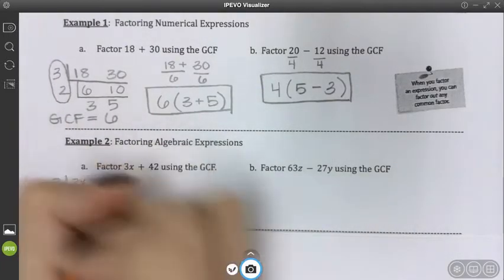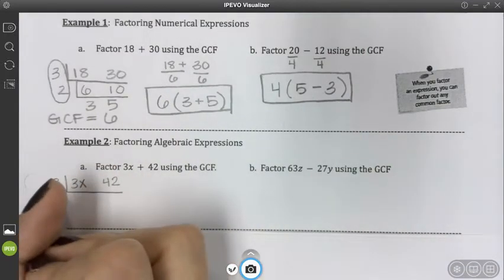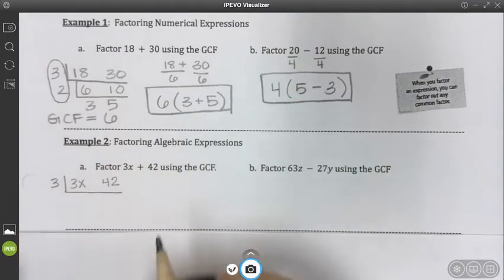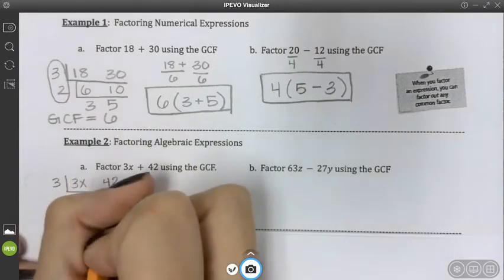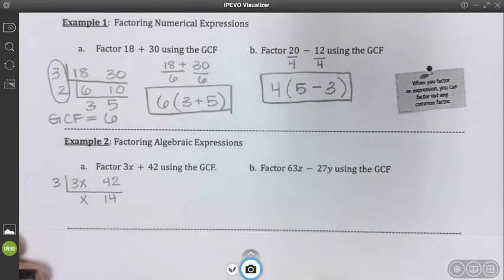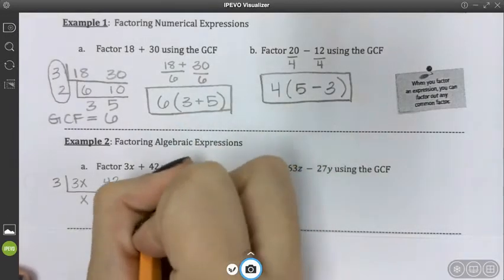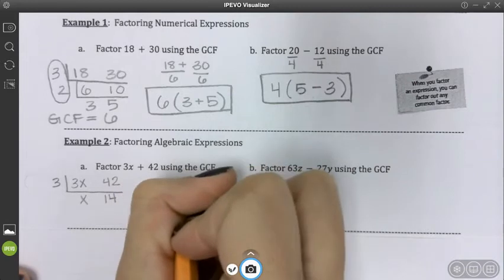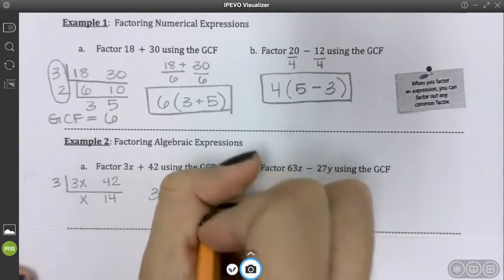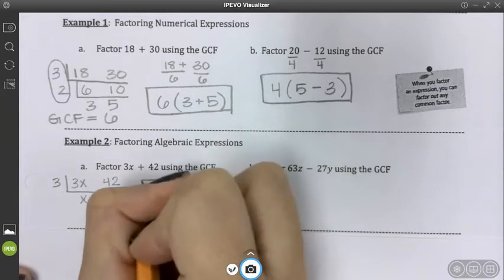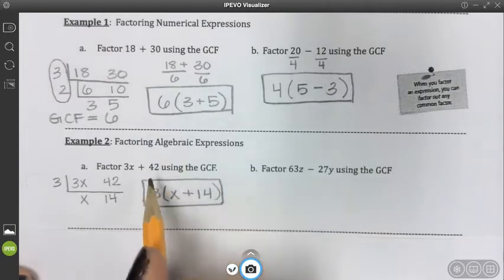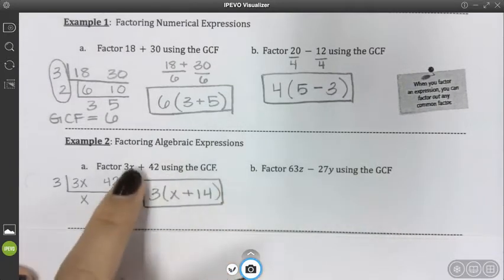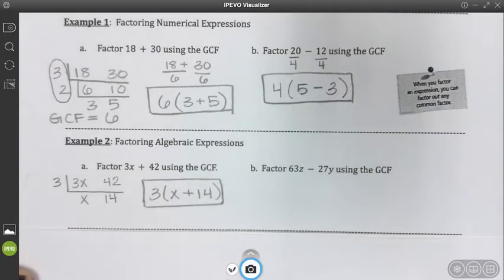I know 3 can come out of both of these. Well, 3x divided by 3 is x, so I'm just left with x. And 42 divided by 3 is 14. X and 14, we don't know any common factors between the two of them, so our answer is 3 times x plus 14. Now, a good way to check your work is if you were to distribute these, you could distribute it, and if it looks like your original problem, then you know you are correct.